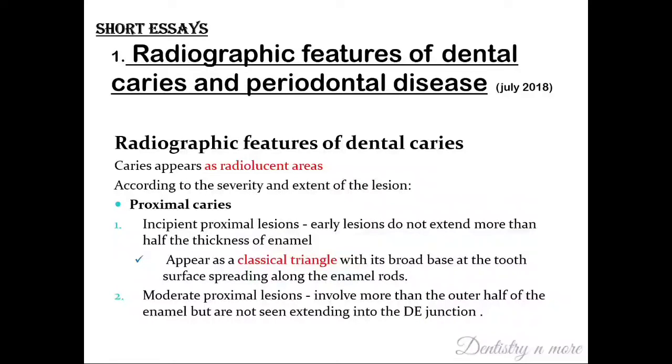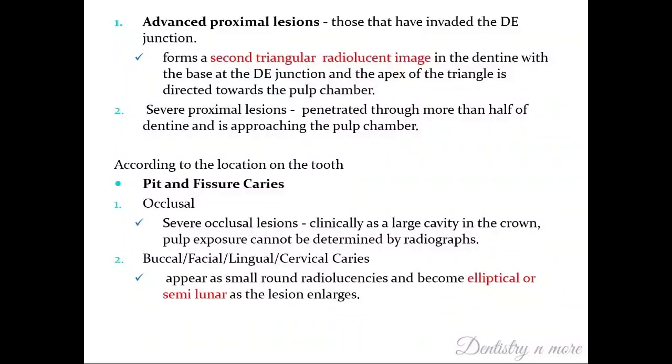Such incipient proximal caries appears as a classical triangle with a broad base at the tooth surface, spreading along the normal enamel rods. In moderate proximal lesions, you will see that it involves more than the outer half of the enamel but does not extend to the dentino-enamel junction. In advanced proximal lesions, the dentino-enamel junction is invaded, appearing as a second triangular radiolucent area in the dentin, with the base at the dentino-enamel junction and the apex of the triangle directed towards the pulp chamber.